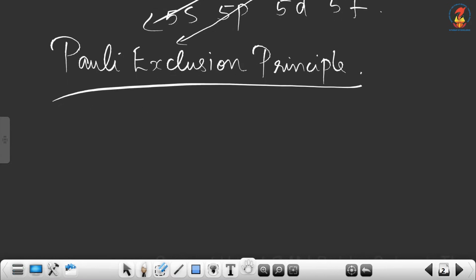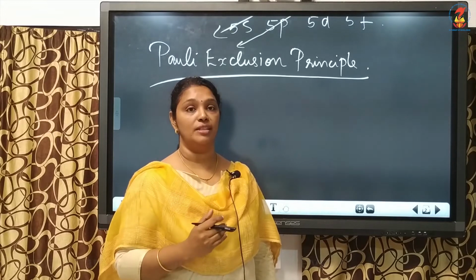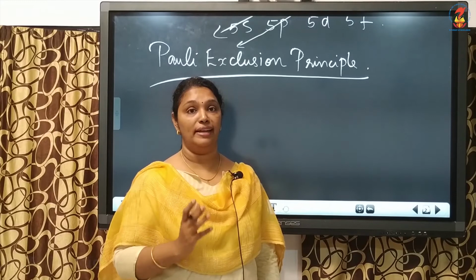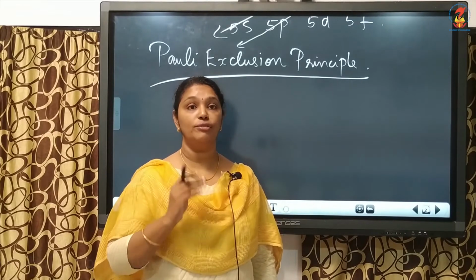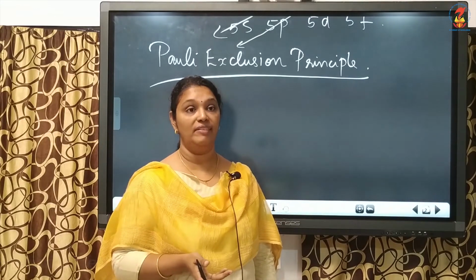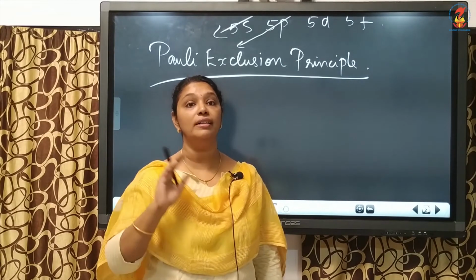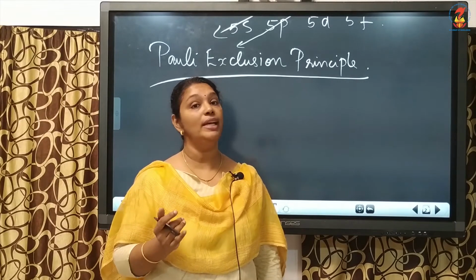Now, what is Pauli exclusion principle? It states that no two electrons in an atom can have the same set of four quantum numbers. No two electrons in an atom can have the same set of all four quantum numbers. They will have the same n, l and m values, but their spin quantum number s will be different.